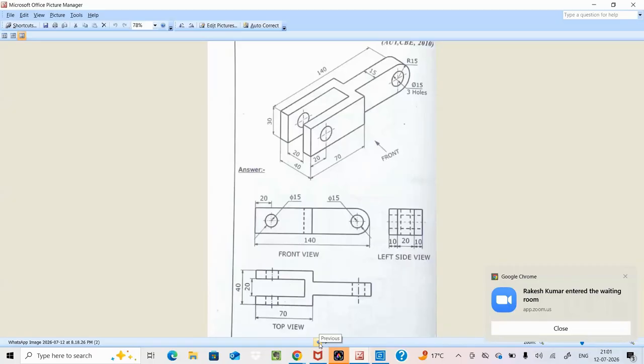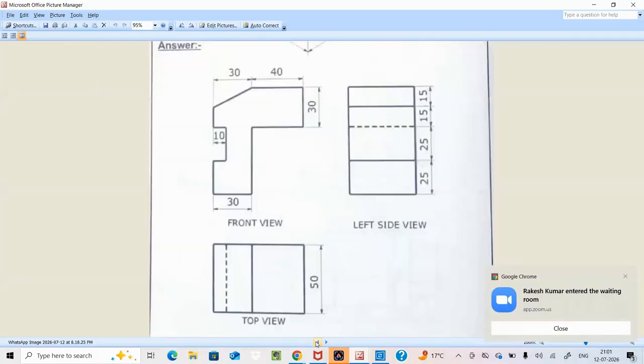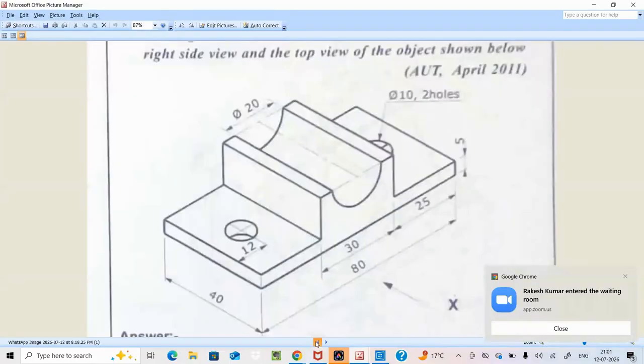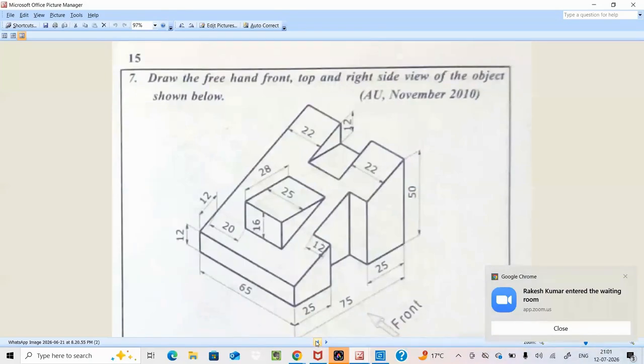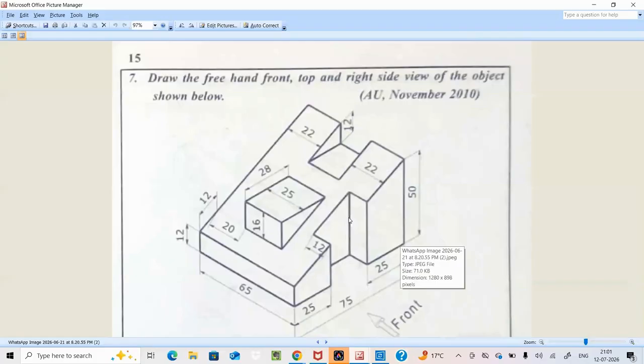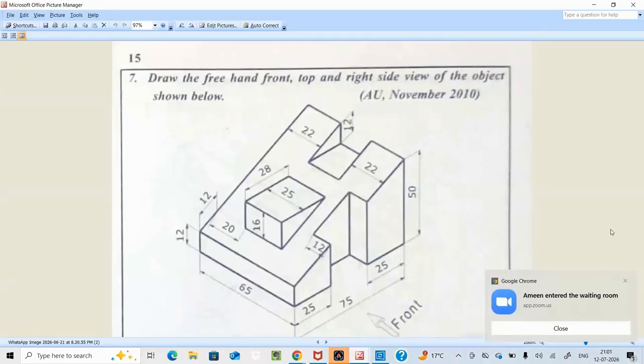Everyone is clear with this one now? Yes, sir. Clear. So can you just draw a rough sketch for this one also? Because once we have completely understood one or two problems, that's it. Orthographic view is completely over. So just give a simple try of this one now. The arrow mark indicates the front view, and the left side view will be there, and the top view will be there.